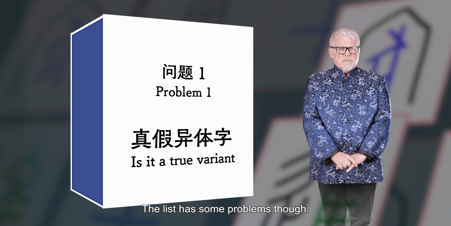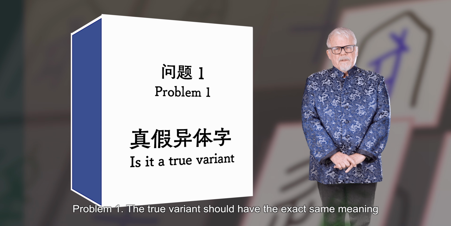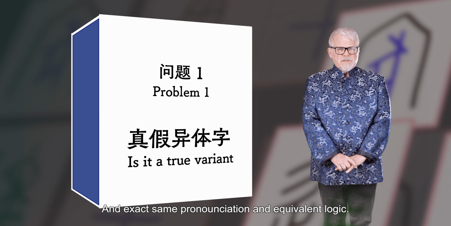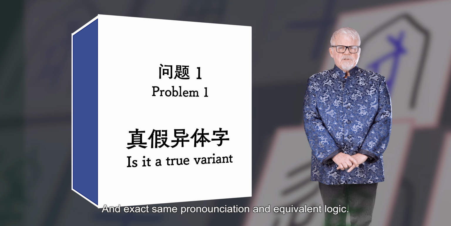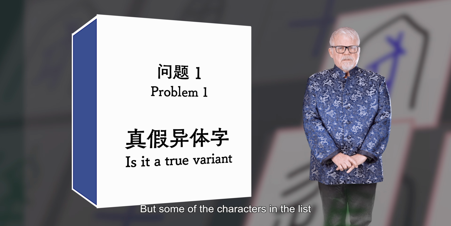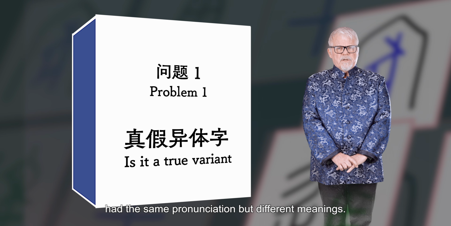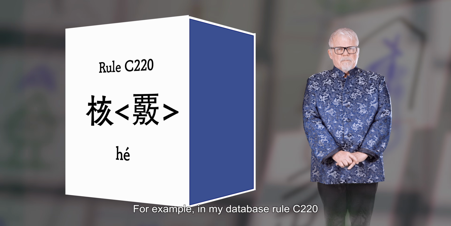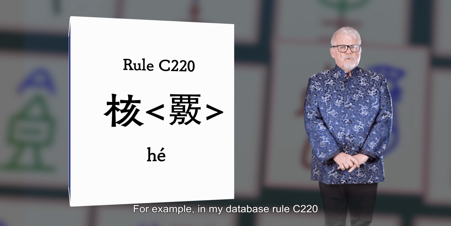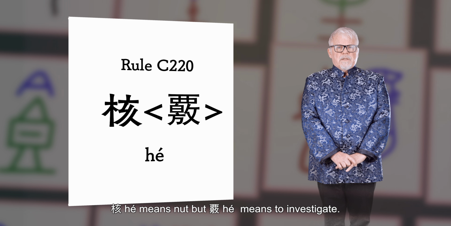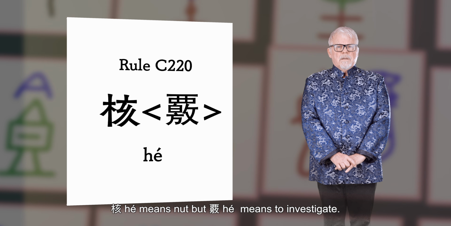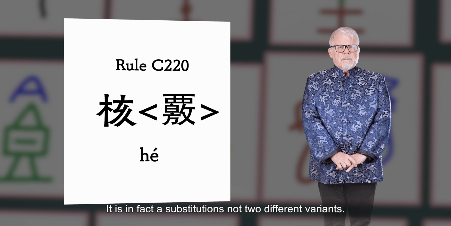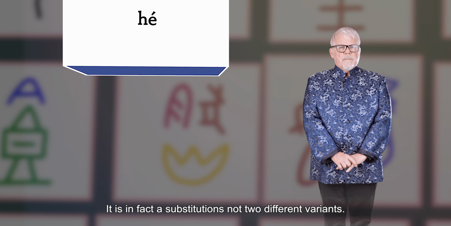The list has some problems, though. Problem 1. The true variant should have the exact same meaning and exact same pronunciation and equivalent logic. But some of these characters in the list had the same pronunciation but different meanings. For example, in my database, rule C220, he means nut, but he means to investigate. It is in fact substitution, not 2 different variants.